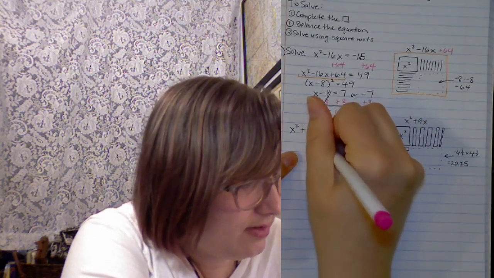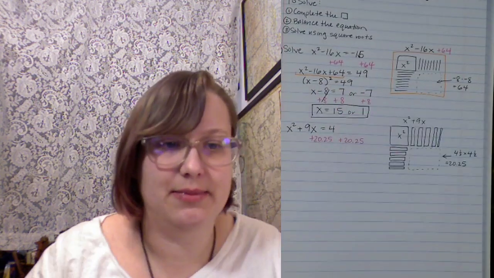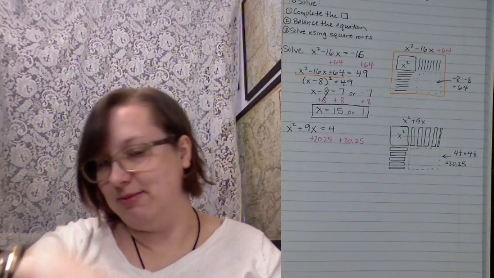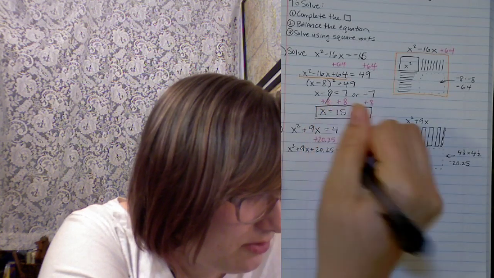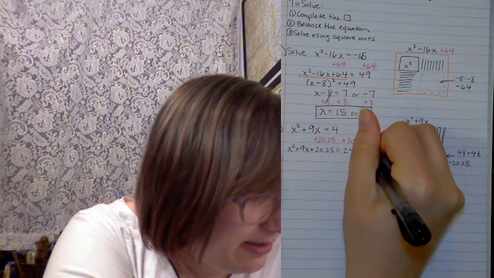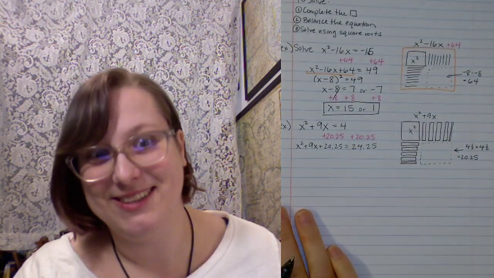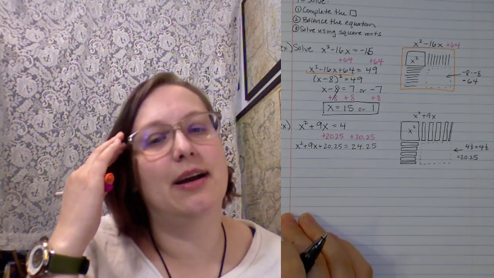So I need to add 20.25 to both sides, because I have to have balance, because my rising sign's Libra. I don't know. So I get x squared plus 9x plus 20.25 equals 24.25. And this looks like I'm making the problem harder. It really does. It does to me too. But this actually is going to factor nicely.